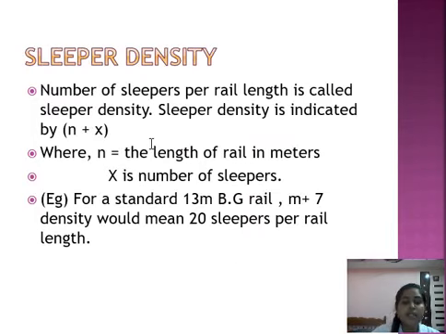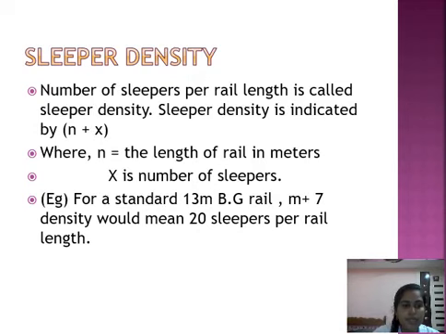So the sleeper density is indicated by the formula n plus x. What is n? The length of the rail in meters. And x is the number of sleepers. For example, for a standard 13-meter broad gauge rail, with n plus 7 the density would be 20 sleepers per rail length. That is 13 plus 7 equals 20.